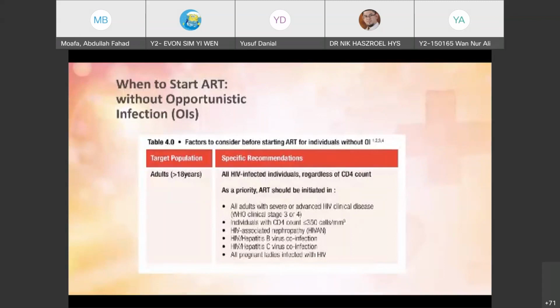However, as priority, ART should be initiated in all adults with severe or advanced HIV clinical disease, who are clinical stage 3 or 4, and individuals with CD4 count less than or equal to 350 cells per cubic millimeter, HIV-associated nephropathy, HIV hepatitis B virus co-infection, HIV hepatitis C virus co-infection, and all pregnant ladies infected with HIV. So these are the priorities that ART should be initiated.